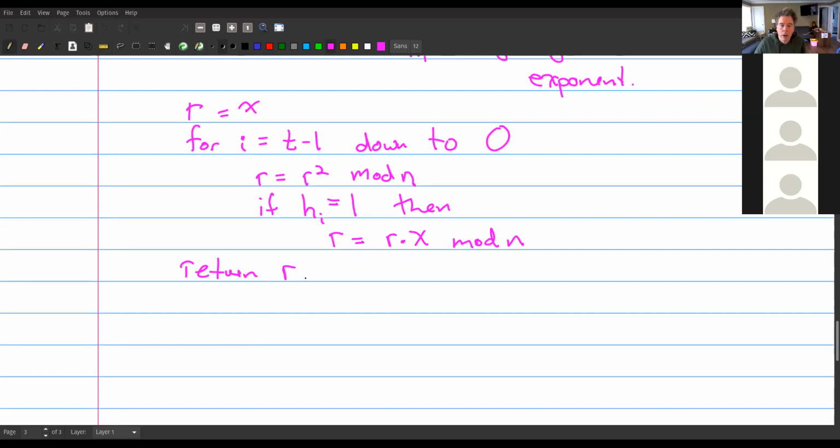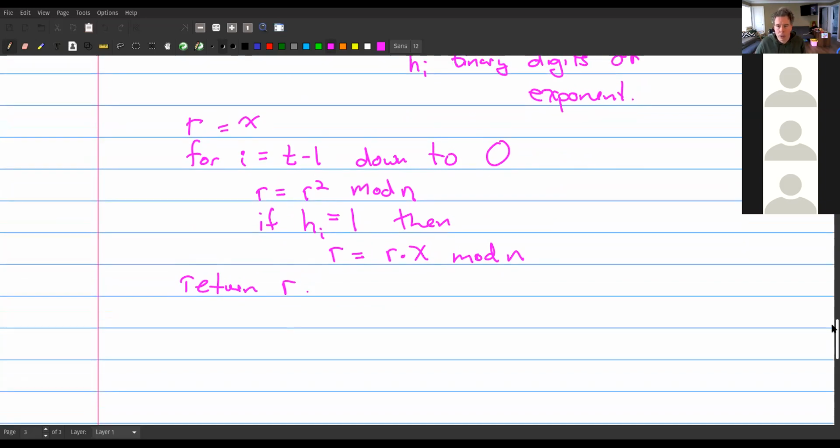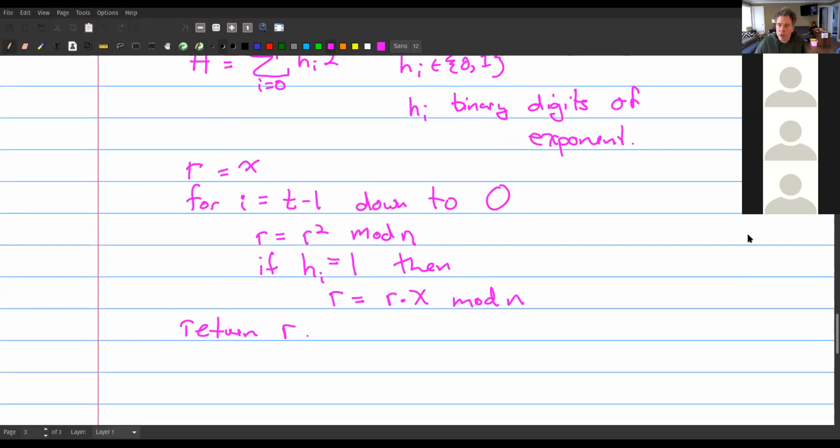So the hardest thing about the whole process is just getting the binary expansion of the exponent. Every time through we square to make a space, and then if we need to put in a 1, we multiply, and that changes it to a 1.